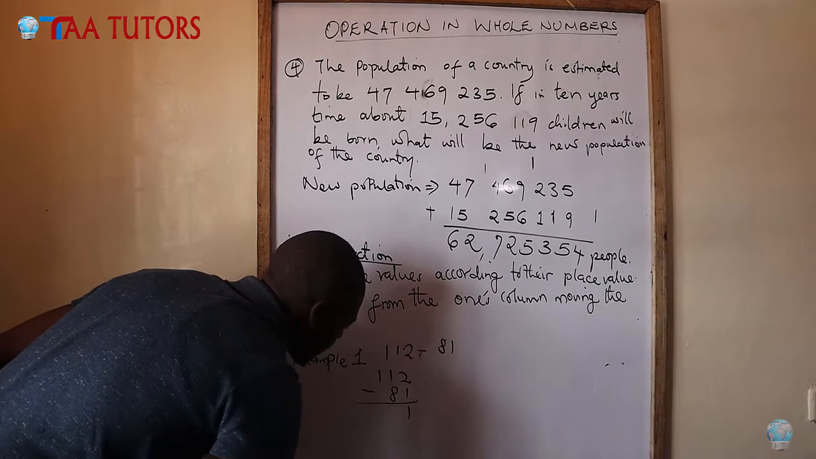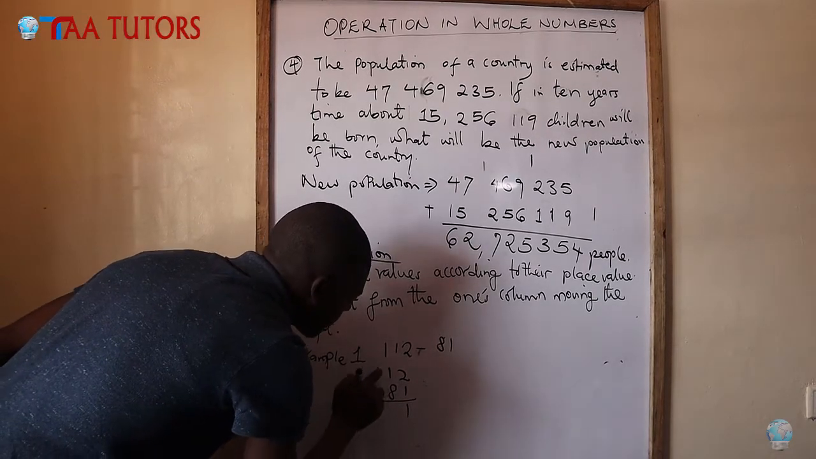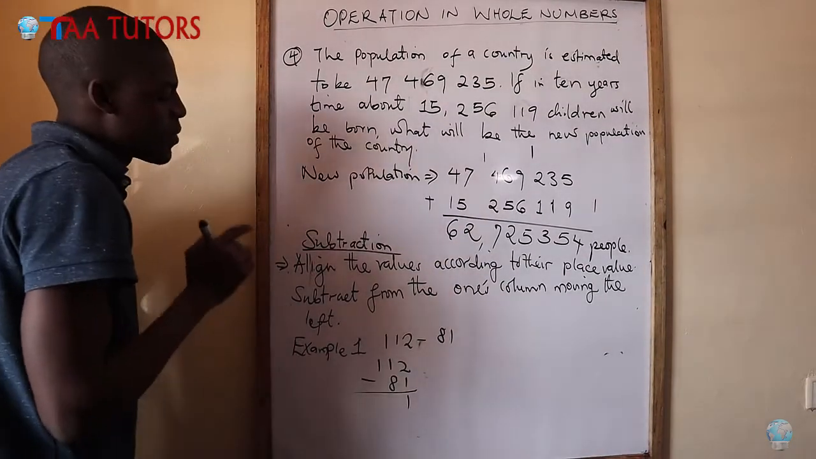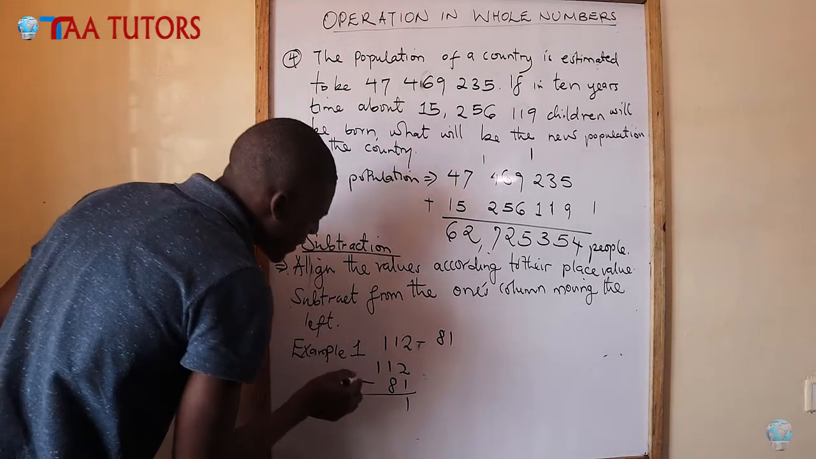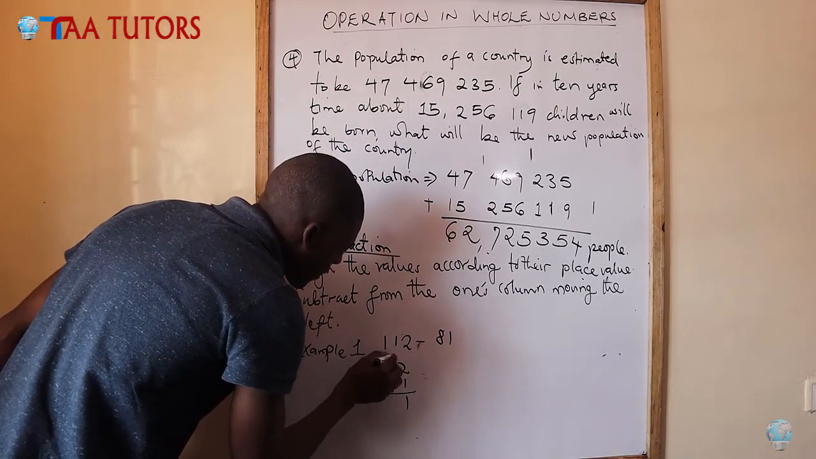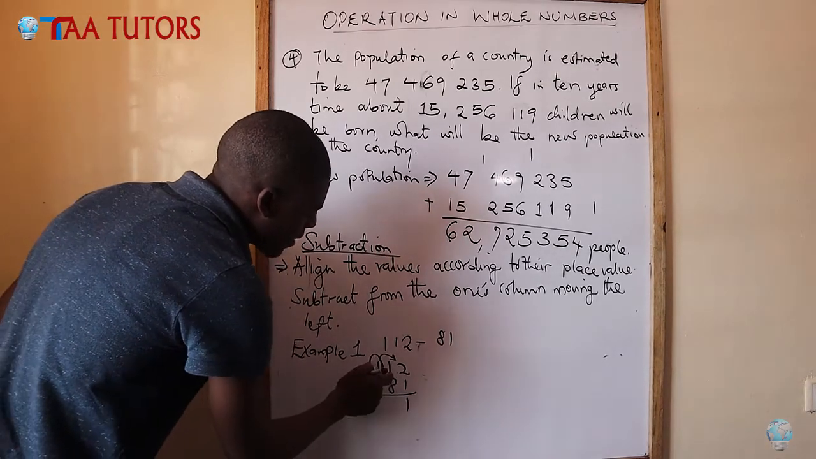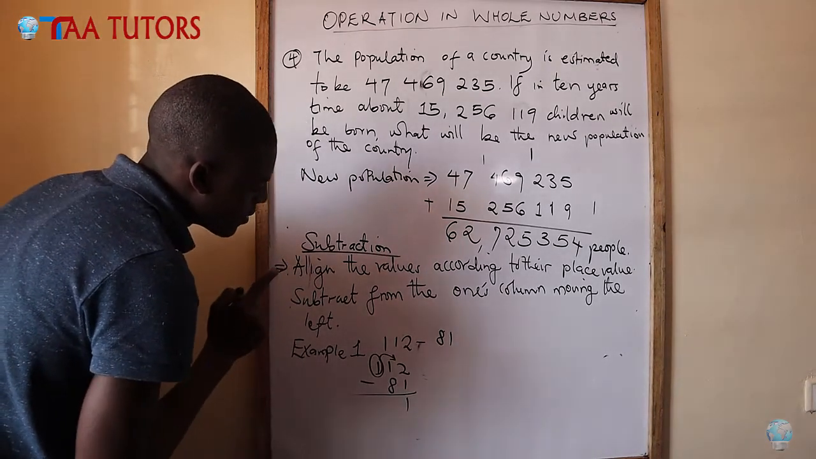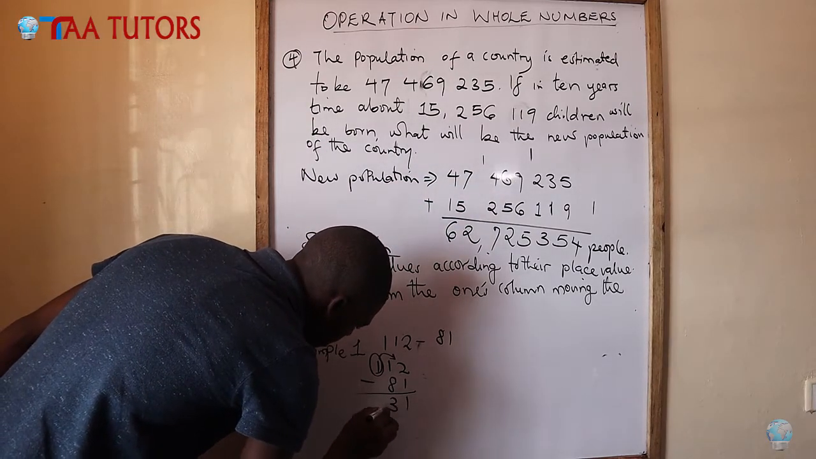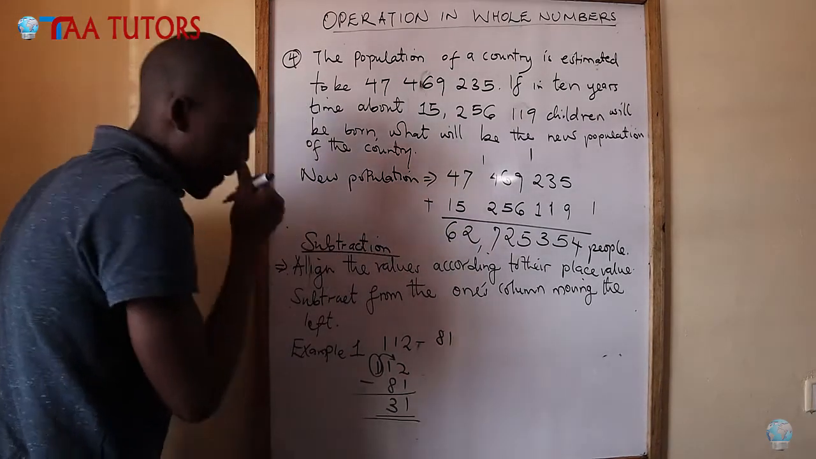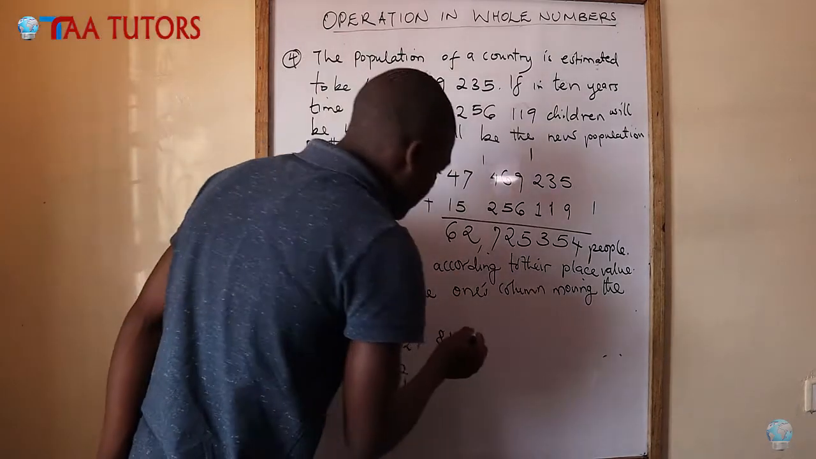We have 2 minus 1 to get 1, then 1 minus 8, but 1 is less than 8, so we will borrow 1 from here. When we borrow 1 there, we will be having 11. 11 minus 8, we will have 3. Now our answer is 31.